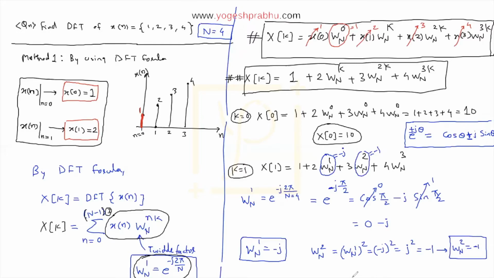So let me write that. Now next I want to find out wn raised to 3, which I can write as wn raised to 1 times wn raised to 2, and we have both the values. wn raised to 1 is minus j and wn raised to 2 is minus 1. So we'll just multiply the two. You will get this as minus j times minus 1, minus minus becomes plus, so you get this as j. So wn raised to 3 is j.